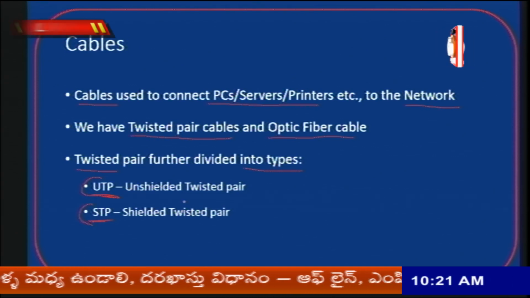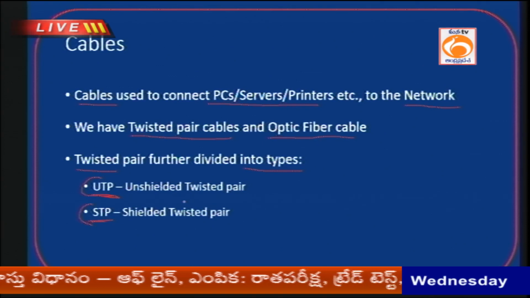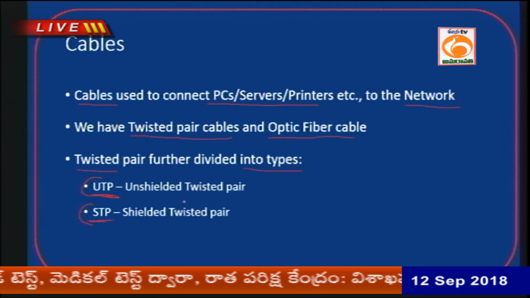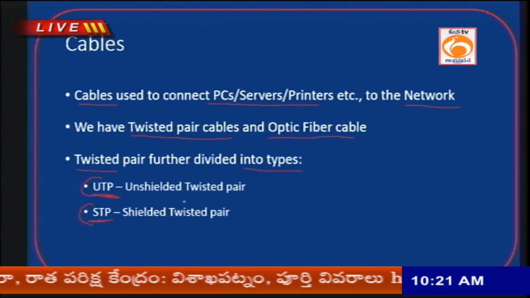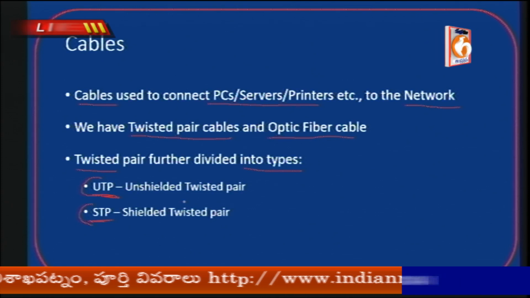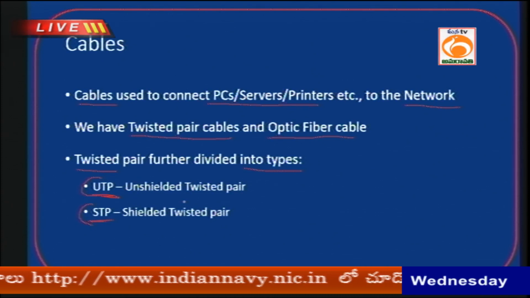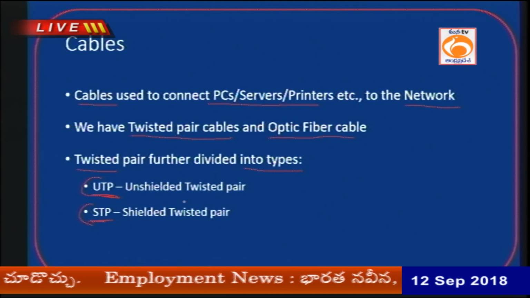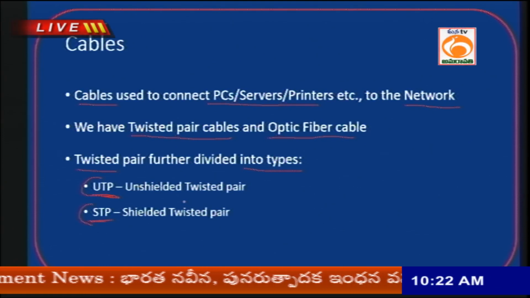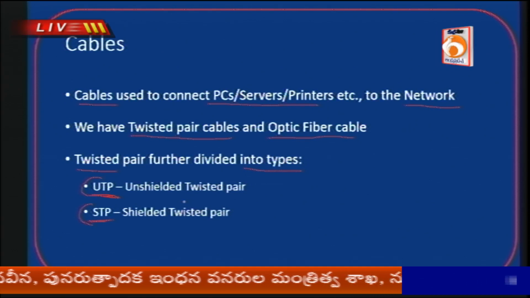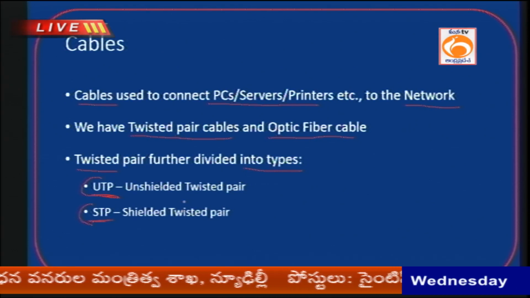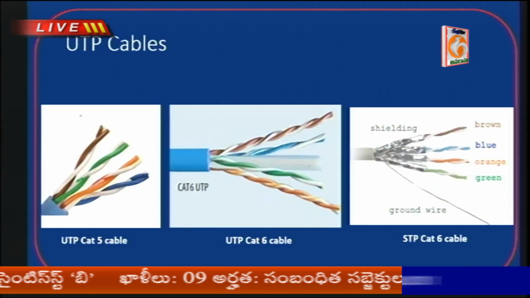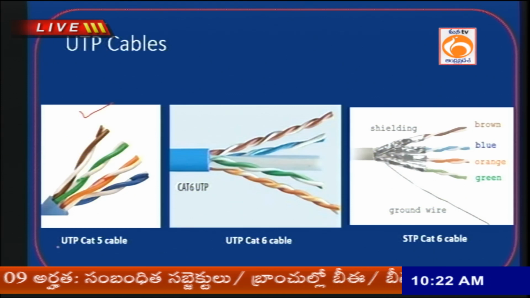But the key difference is that the shielded cable provides additional protection from electromagnetic radiation. In most organizations they use UTP because they do not have any electromagnetic radiation. Very few organizations have this electromagnetic radiation, and in such networks they use the shielded twisted pair cable. In this picture we can see the first two pictures are related to the UTP cable, unshielded twisted pair cable.